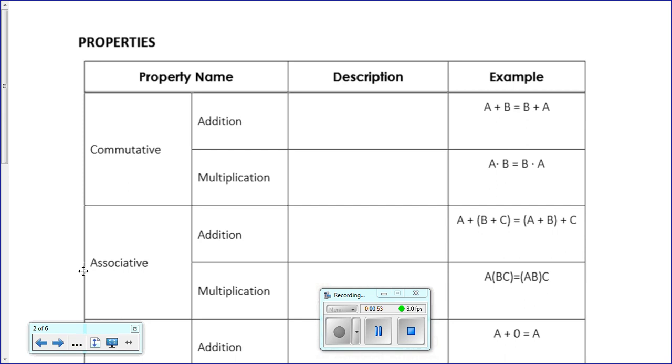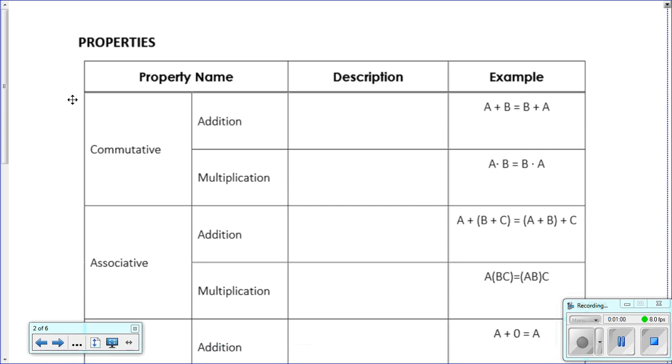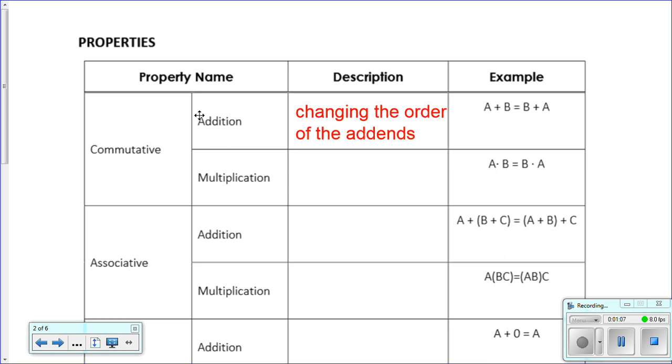So, properties. All this stuff should be review for you guys. I'm going to move this off to the side. There we go. So, commutative property. Commutative property means that you are changing the order. Okay? And for addition, we're changing the order of the addends. Addends are the things that are being added together. So, for example, A plus B, that means I can say it's equal to B plus A. They're the same. Okay? When it comes to multiplication, I'm changing the order of the factors. So, A times B is actually equal to B times A.